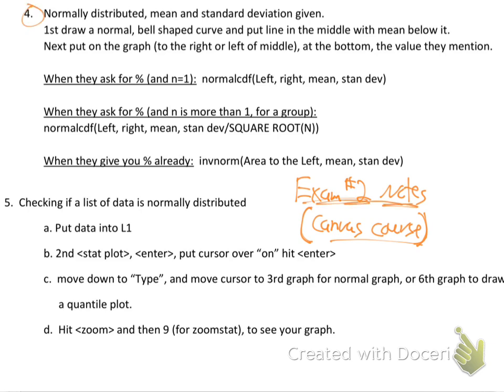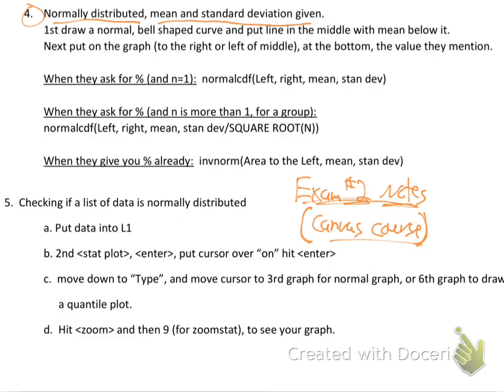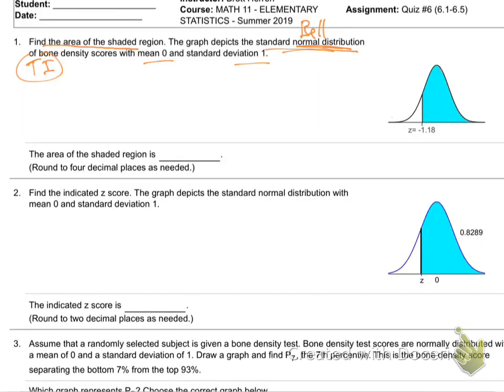Here, this is step 4 in the exam number 2 notes. Basically, it says when you get something normally distributed and a mean and a standard deviation are given. Is that us? Yeah, it's a normal distribution. Mean 0, standard deviation 1. What do we do? First, draw a normal bell-shaped curve. Well, we've already got one. And put the line in the middle with the mean below it. So I'm going to put the line in the middle with the mean below it. 0 is the mean. Put that right in the middle.